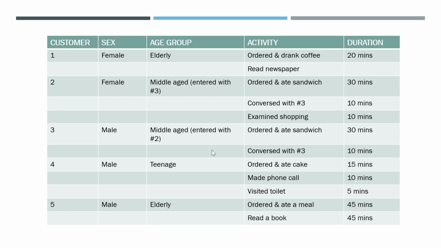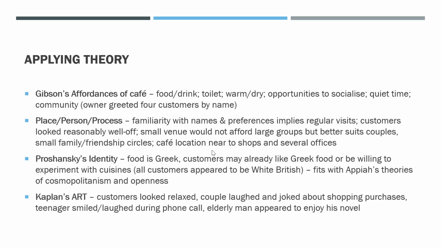So you could think about factors like that. Just note, what do people do when they get there, possibly note how long they spend doing it, and jot a few notes about whether they appear to be male or female, roughly what age group you'd put them in, and roll with that information. And then start to think about the theories you want to bring in.